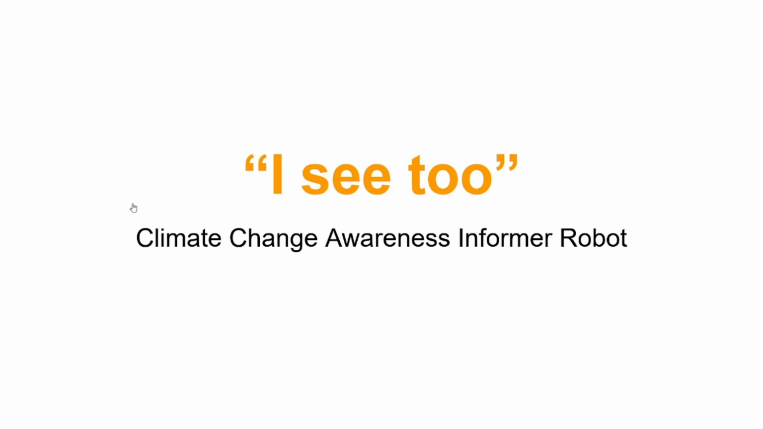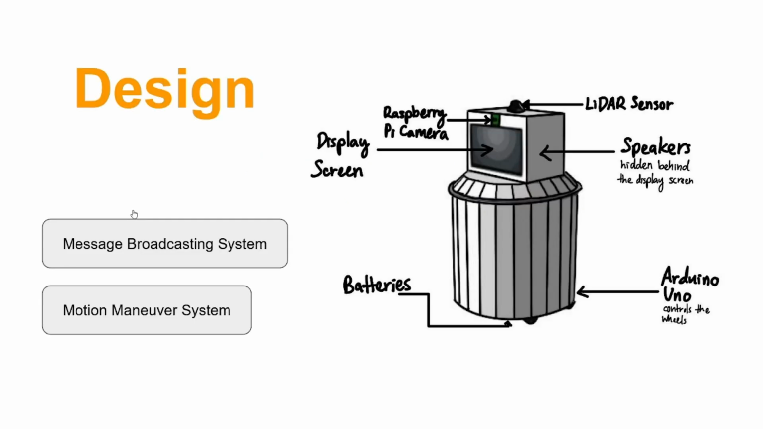Introducing IC2, the autonomous robot to spread climate awareness to the public in the most hilarious way that people truly pay attention. Take a look at this robot illustration. The IC2 robot is composed of two major parts, known as the message broadcasting system and the motion maneuver system. Before I explain further about the IC2, let's take a quick look at its design.